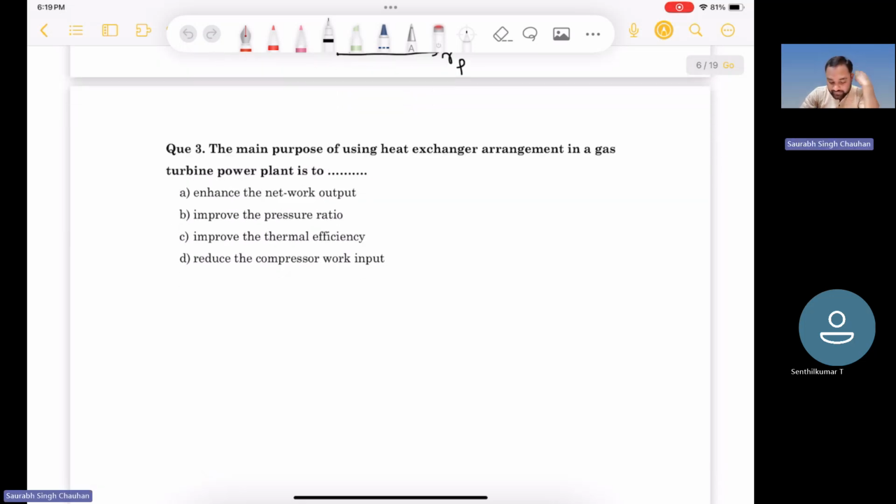Question number 3. The main purpose of using heat exchanger arrangement in a gas turbine power plant is to. Again, we have 4 options. Option A says increase the net work output. Option B says to improve the pressure ratio. Option C says to improve the thermal efficiency, or D, to reduce the compressor work input.